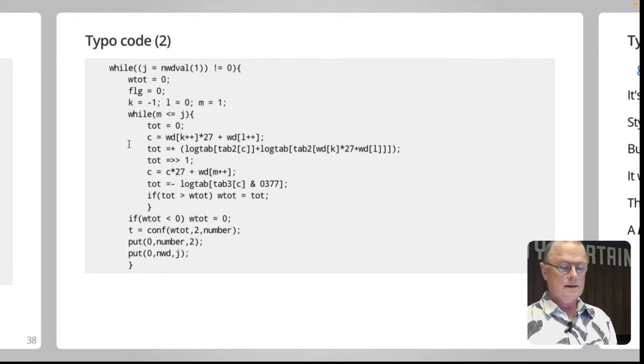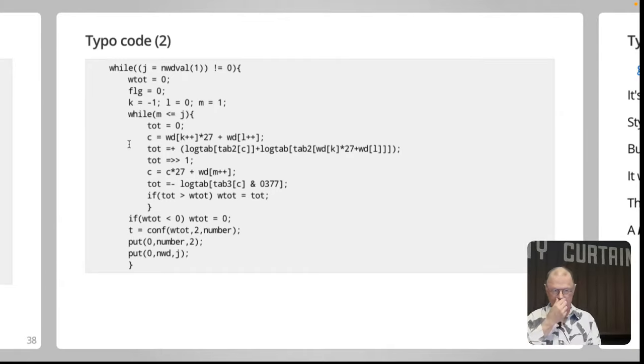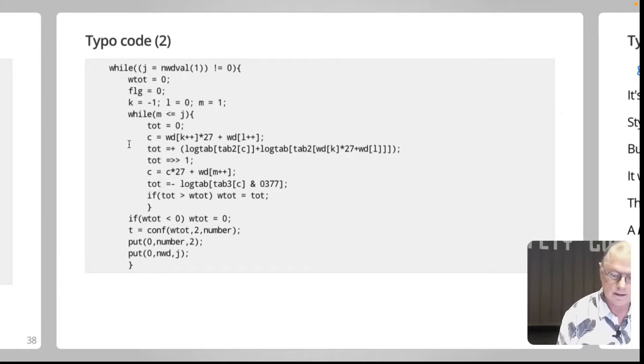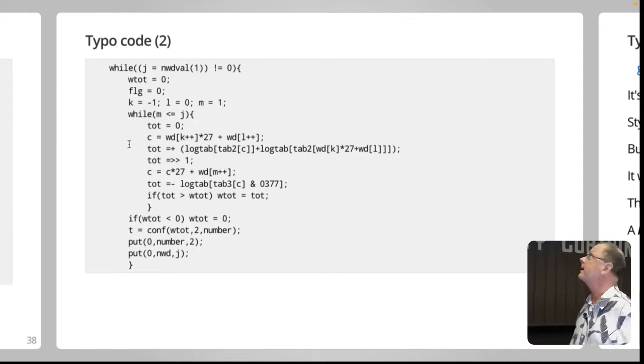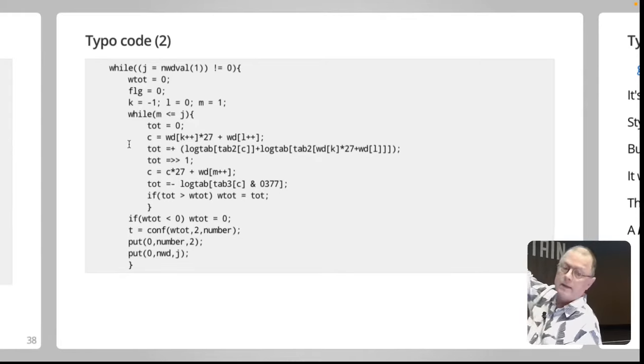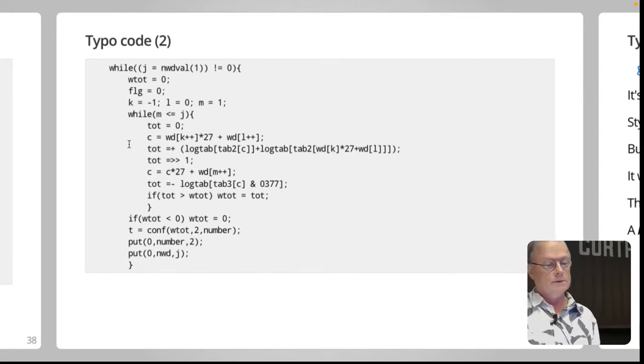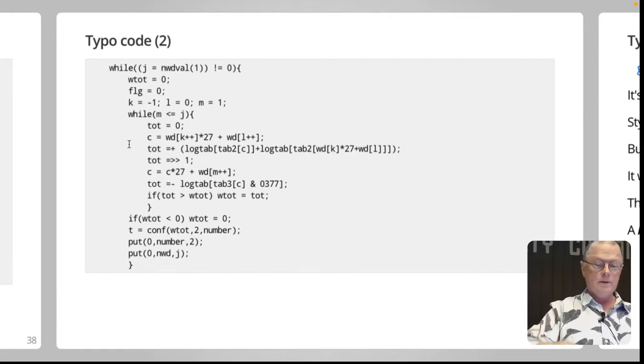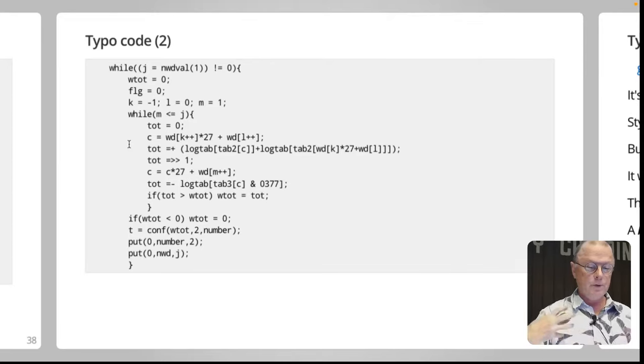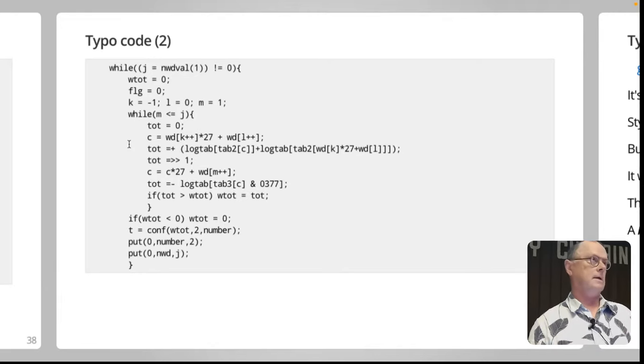Here is an interesting little bit. This is the meat of the algorithm. Did I say typo code 2 again? Oh, I didn't. I should say 3. Anyway, this is the meat of the algorithm. The line in the middle that says tot equal plus, that's old C. It's plus equals now. The log table is index, blah, blah, blah, blah. That is this beautiful probabilistic thing that's creating this statistical way of counting.